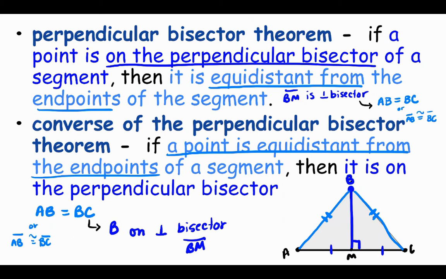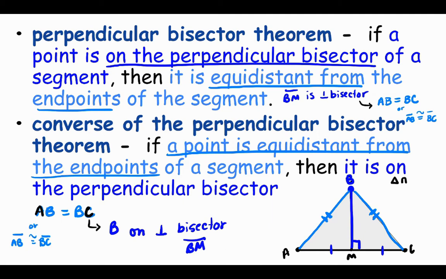The converse just turns it around. So if we know we have the equidistant from one point to two others, so point B is the same distance from A and C, then that means that point B has to be on the perpendicular bisector of that original segment.